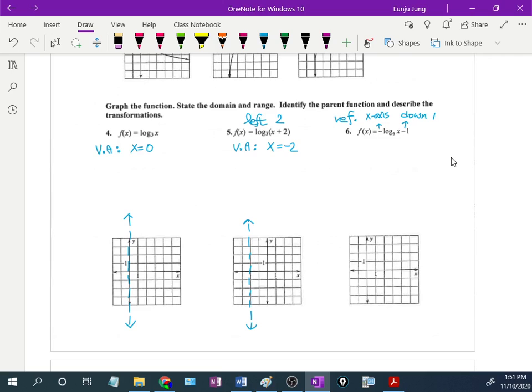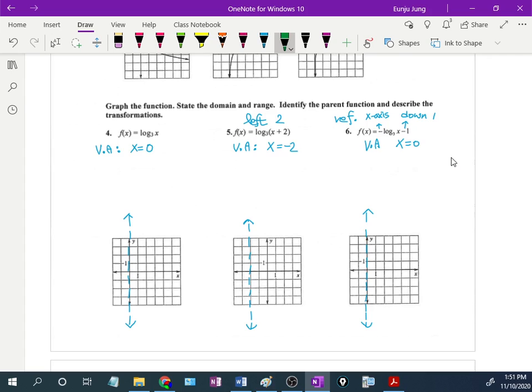Bring down the vertical line. Yes, still a vertical line, right? So it stays as the parent function's asymptote, even if it's upside down and brought down 1. So the vertical asymptote is at x equals 0. So always draw a vertical asymptote and start from there, okay?